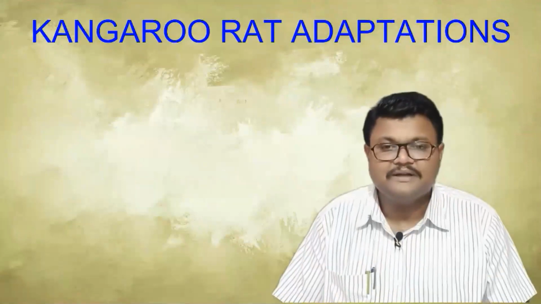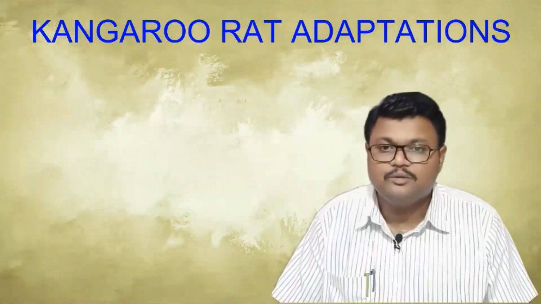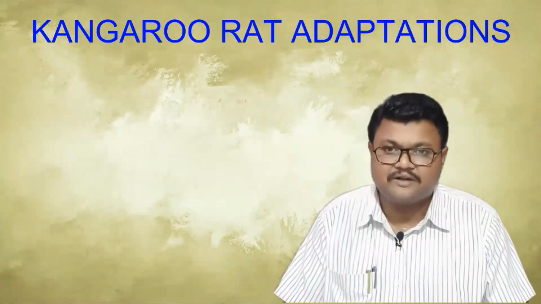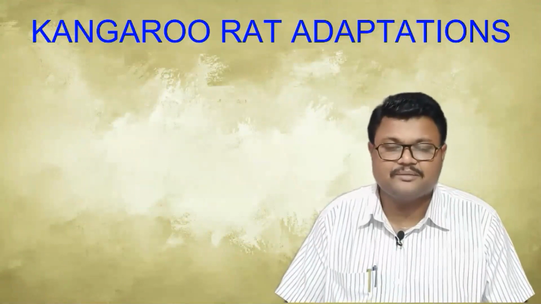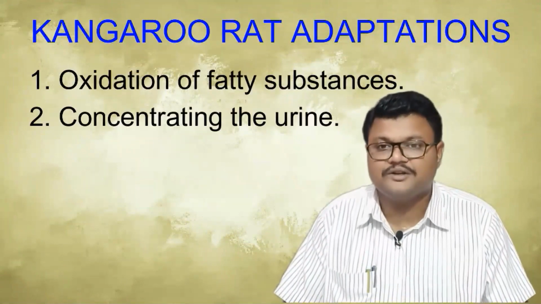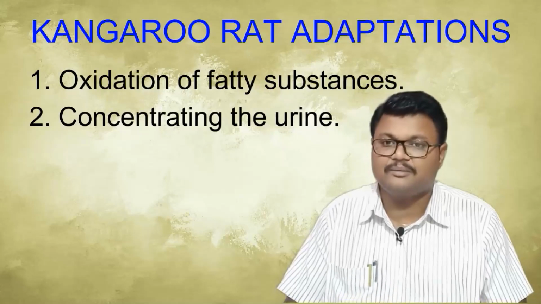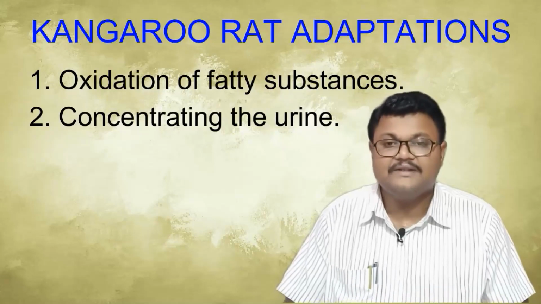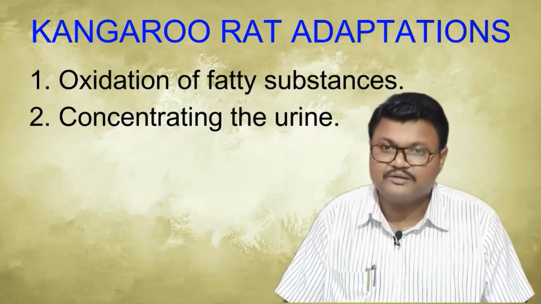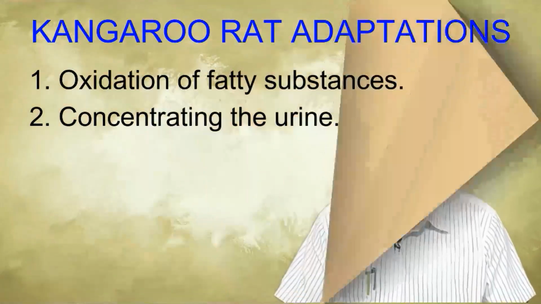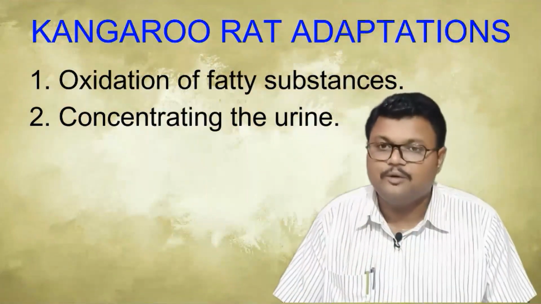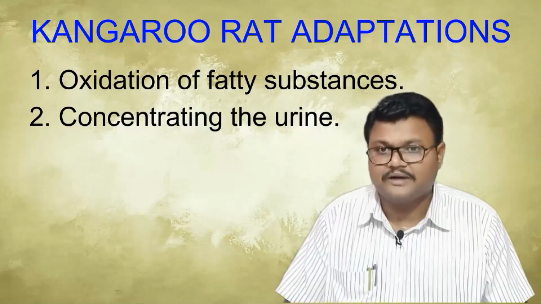Try to remember that I have told 2 points with respect to kangaroo rats' adaptation in the deserts. Point number 1, the oxidation of fat resulting in the byproduct of water, and the concentration of urine so that the water cannot be excreted much from its body. Okay, I hope you understood about the kangaroo rat and its adaptation. Let's enter into another adaptation example.